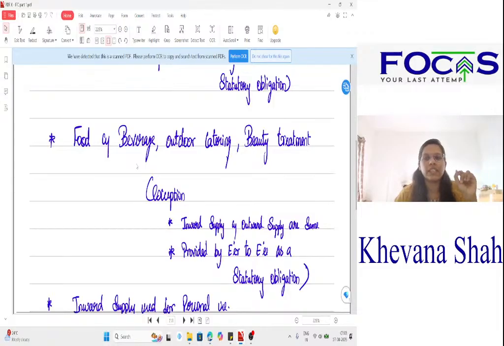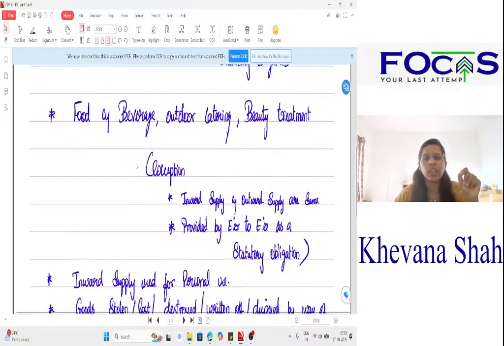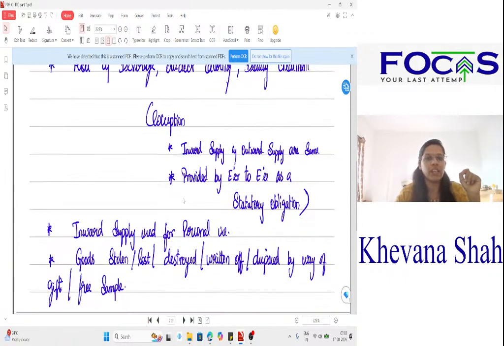Now we have certain exceptions over here. So if your inward and outward supply are same, then in that case ITC will be available. And if the employer is providing to an employee any of these food and beverage, outdoor catering or beauty treatments as a statutory obligation, in that case ITC will be allowable.